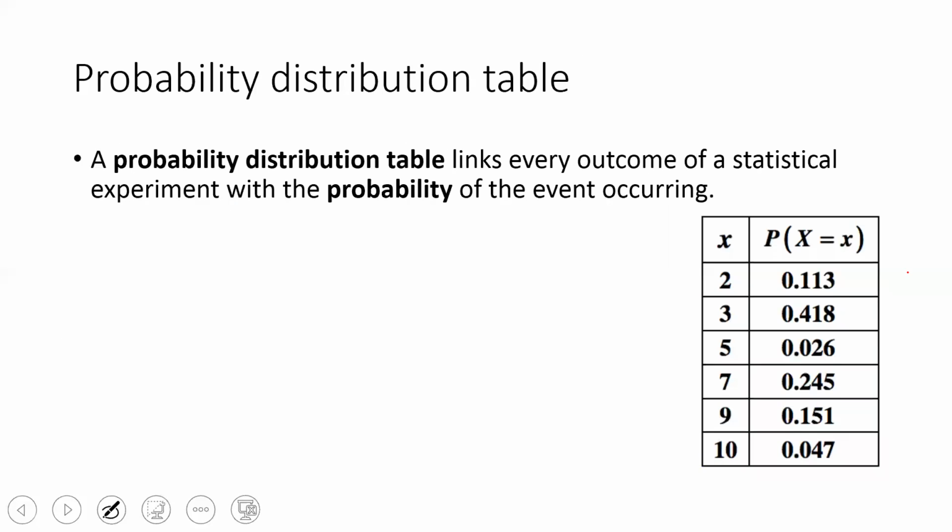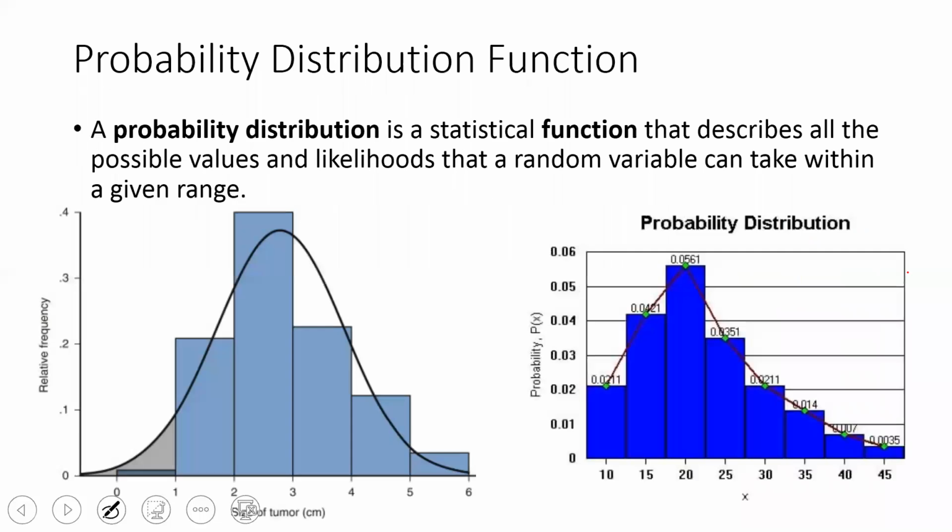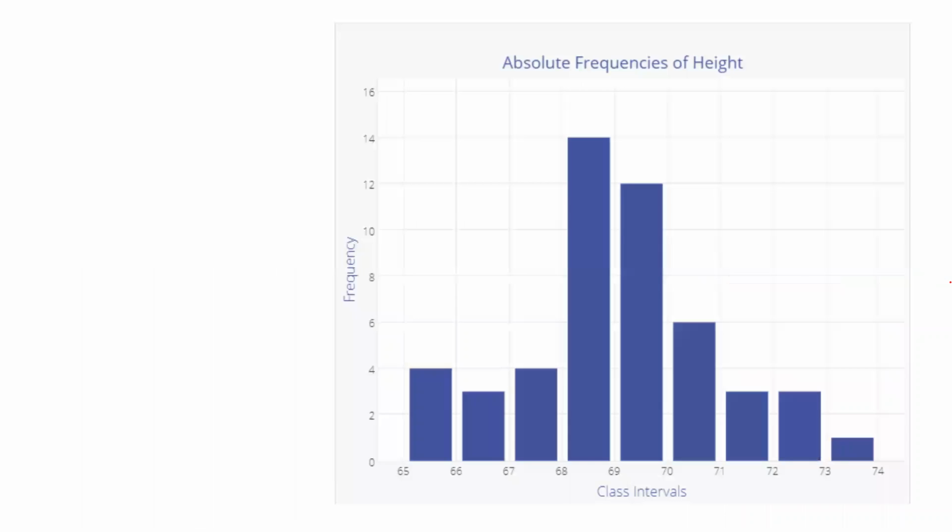Now from this probability distribution table, we can make a probability distribution function. First we'll see what a probability distribution function is. A probability distribution is a statistical function that describes all the possible values and likelihood that a random variable can take within a given range. No need to go into the definition of this; simply I'll tell you what it is.